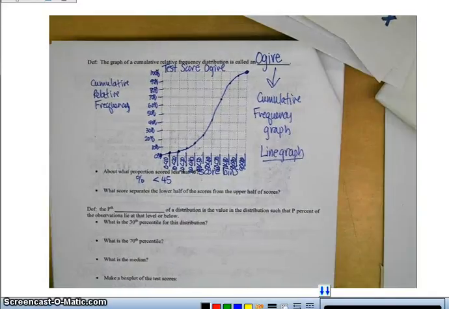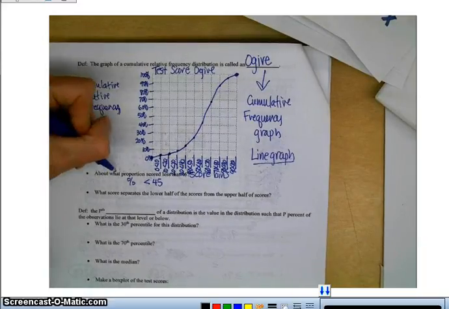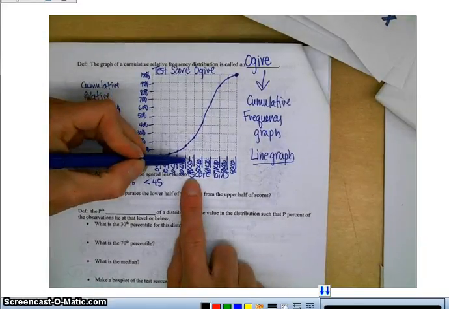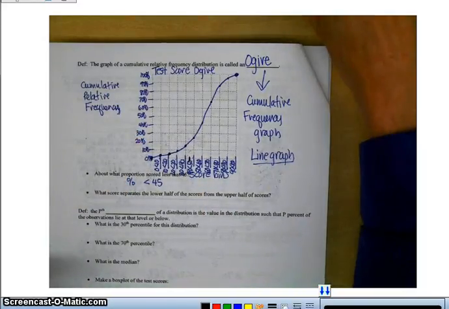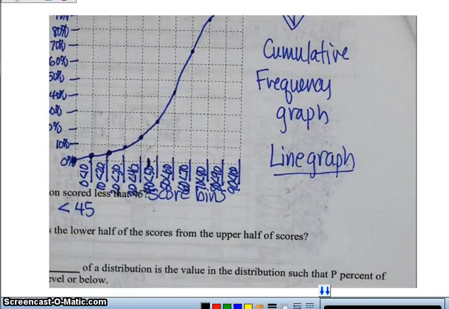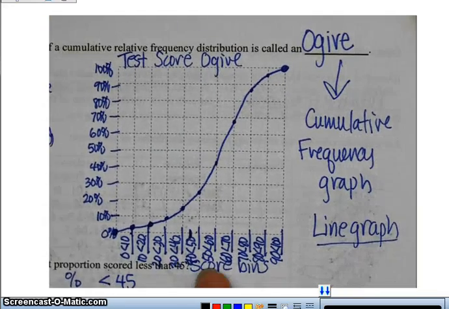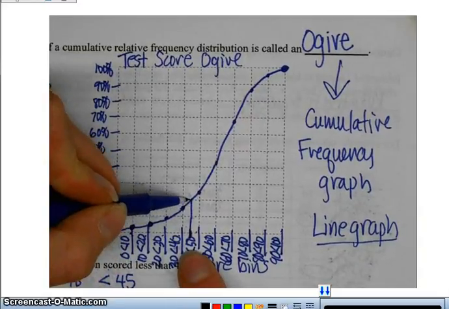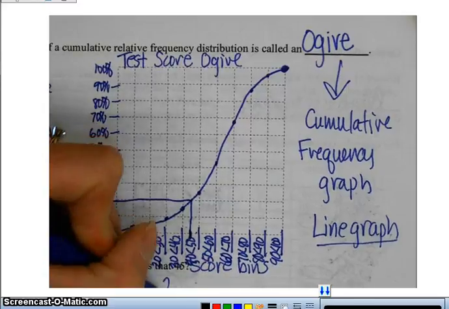So using our Ogive, what we can do is answer the question about what proportion scored less than a 45. So 45 is going to be about right in here. Okay, so I'm going to zoom in for you so you can see. Yep, there we go. Okay, so on this graph, if I go to the 45, I can go up here and then find my way over to this, and it would tell me that 20% did.